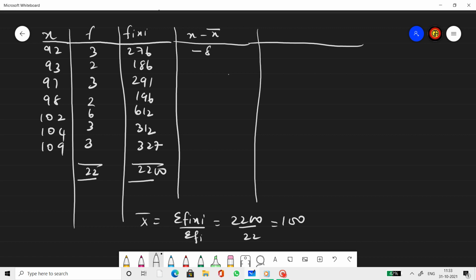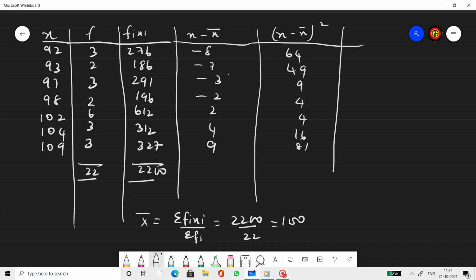Minus 8, minus 7, minus 3, minus 2, 2, 4 and 9. Now the square of this, x minus x bar, the whole square: 64, 49, 9, 4, 4, 16 and 81. The next column is f times x minus x bar, the whole square.